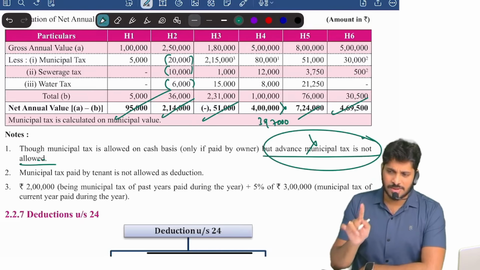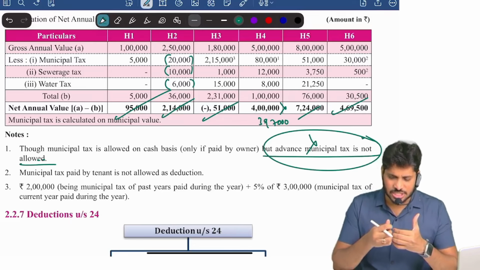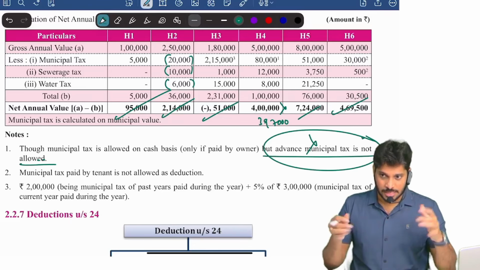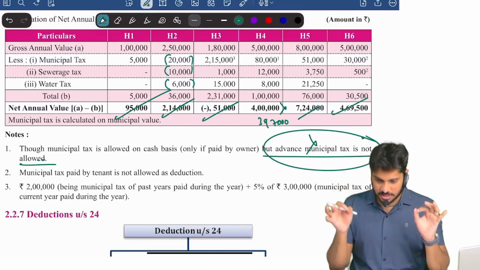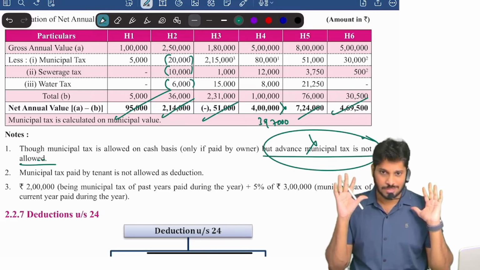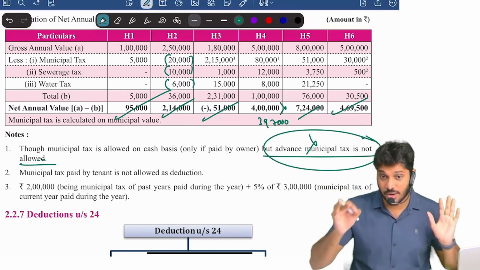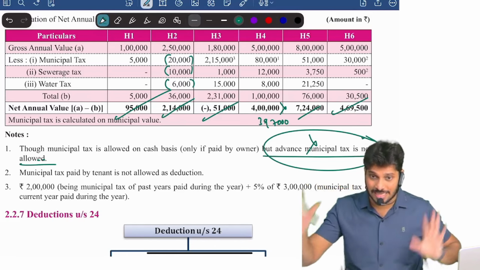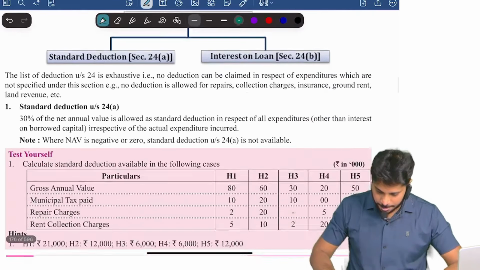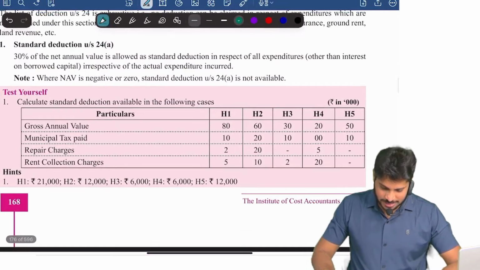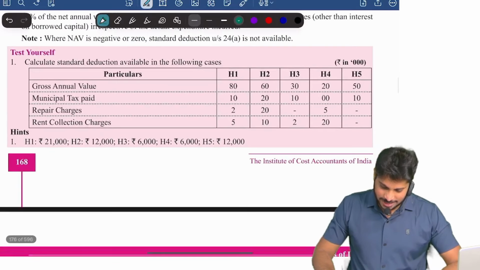Okay, municipal taxes paid in advance. See, municipal taxes does not have any link with the year. It is allowed on cash basis. How much ever you pay this year, that much is allowed. Are you getting the point? So that's it. It is not allowed on accrual basis. It is allowed on cash basis only. Clear? Next. Now we are starting with deductions concept.